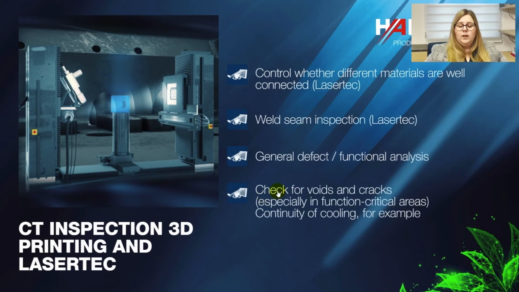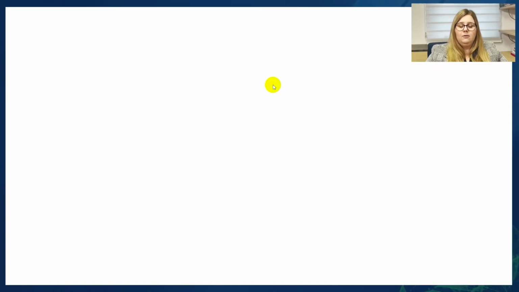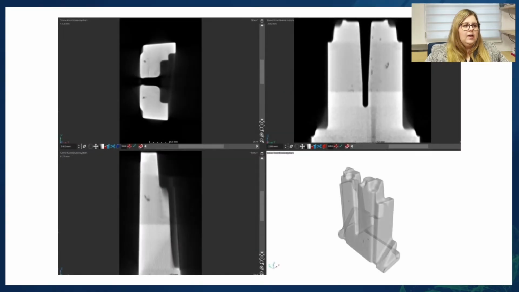And now on to today's actual topic. What do we test with our computer tomographs? On the one hand, we can see whether or not the individual materials have bonded well. You can see a picture here. This is the sort of thing that I see on my desk every day.